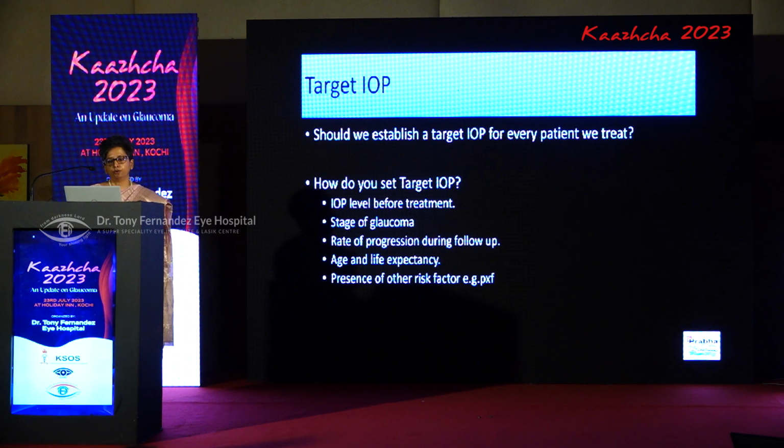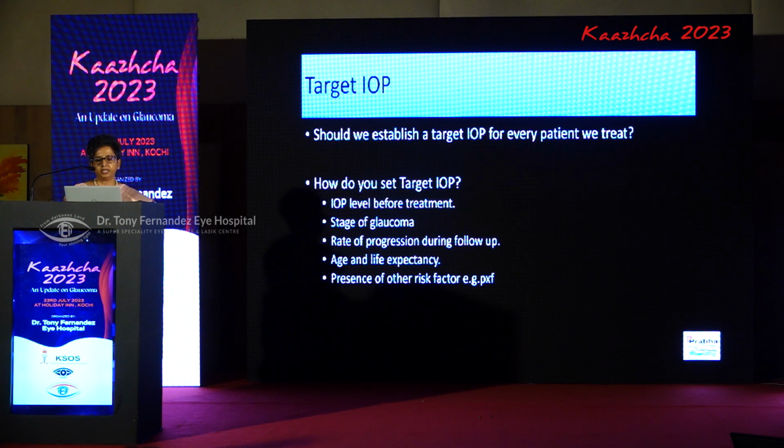Third, the rate of progression. So this target is not a set number. You need to change it as you go on following up the patient. Say you set a target of 18 or 16 for a patient, but this patient is still progressing during follow-up, you have to revise it to lower levels. So the target IOP also depends on this.